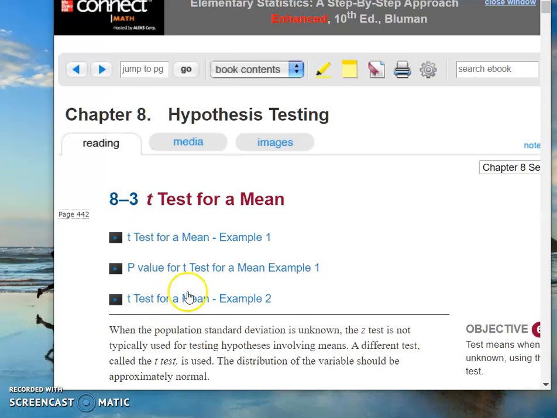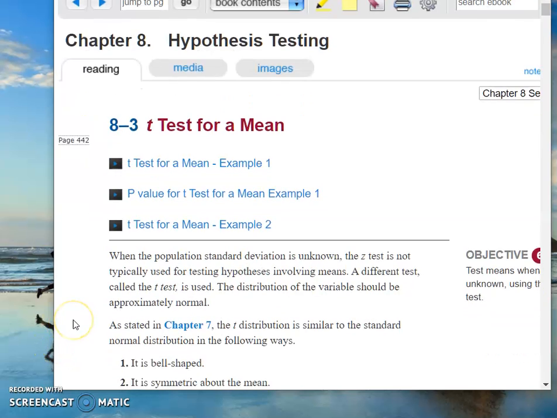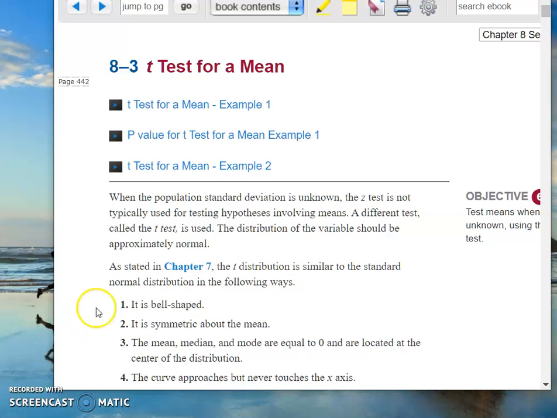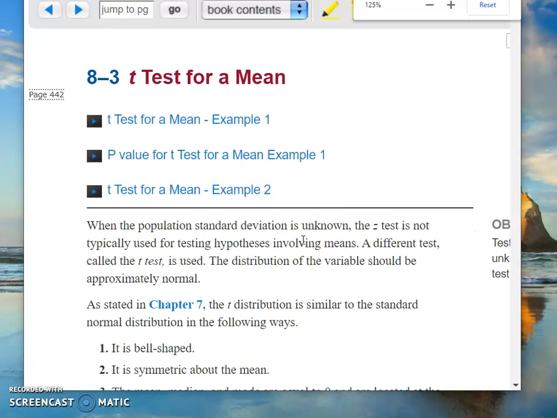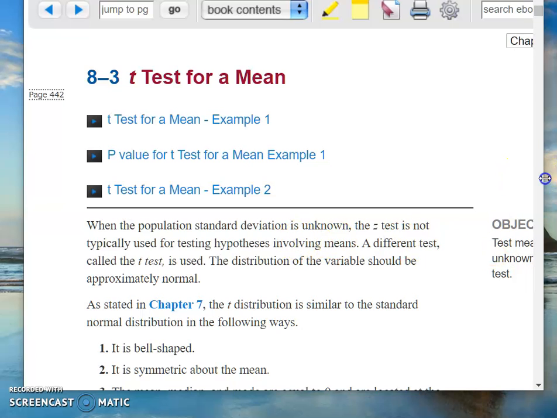Now it's going to be very similar to what we've already done. So this will be a much shorter video. It's a much shorter chapter. It's going to be very similar. The concepts are the same. The only difference is instead of using the Z distribution, we're going to use the T distribution.